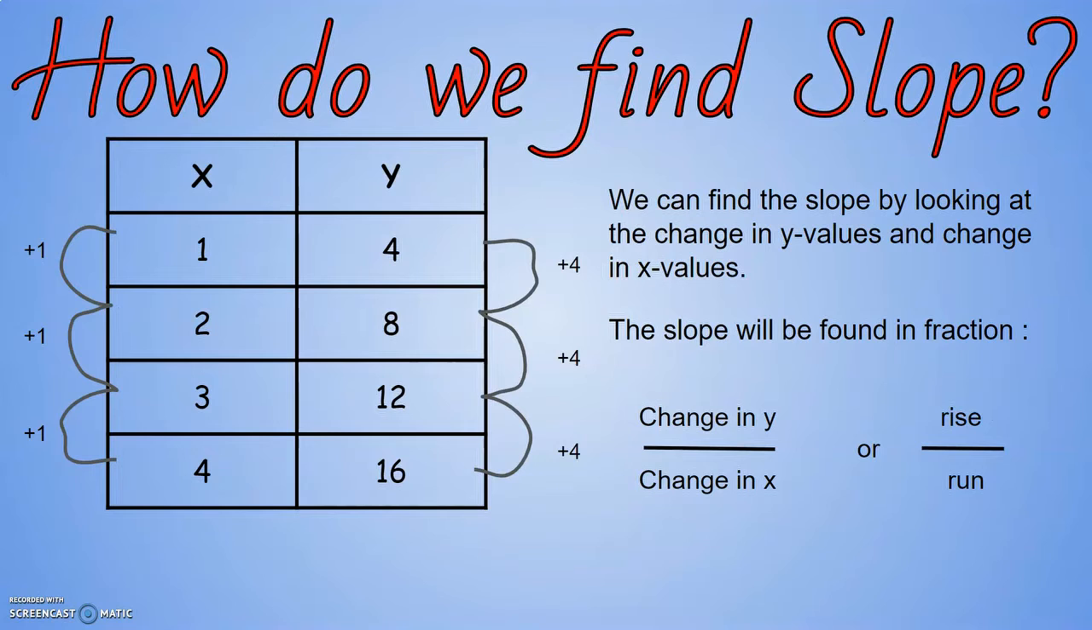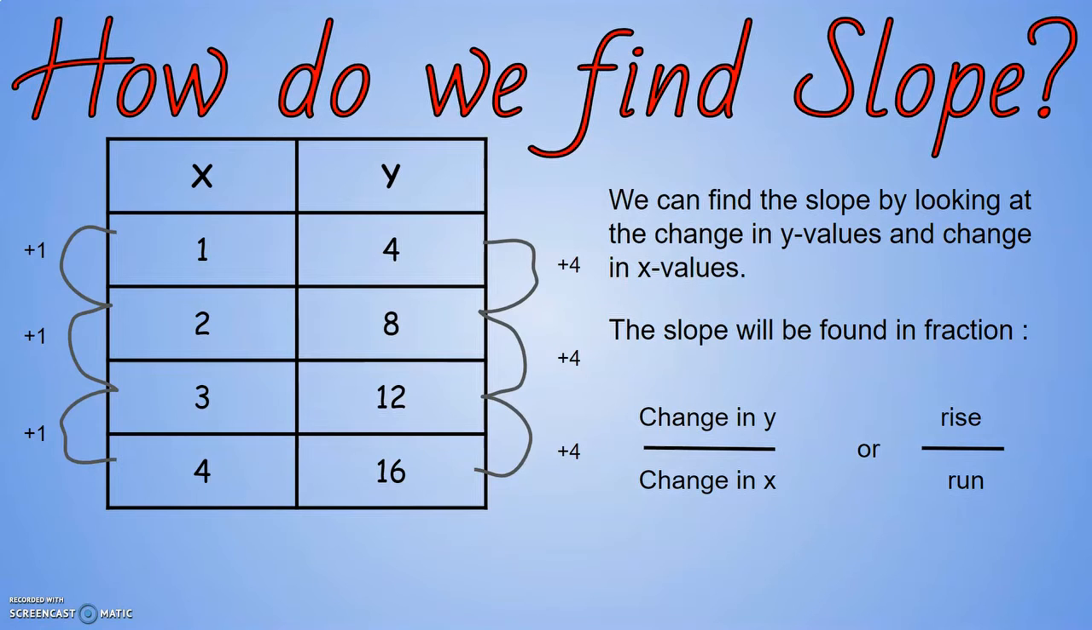So how do we find it? We find slope by looking at the change in the y values, or that vertical change, and the change in the x values, or that horizontal change. You'll primarily see slope as a fraction or as a whole number coefficient. So, if we take a look, we see a change in y over a change in x, or we can see that as the rise over run.